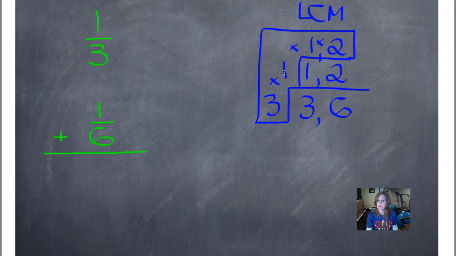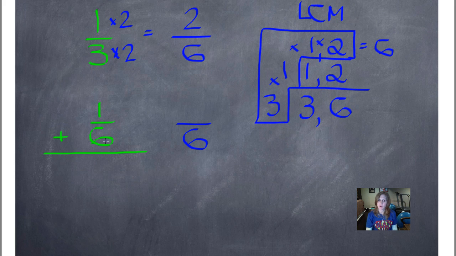3 times 1 is 3. 3 times 1 is 3. 3 times 2 is 6. Look at that. Our common denominator is actually one of the denominators that we started out with. So let's see. What do I do to this 3 to get 6? I multiply because my 6 is greater. And I'm going to multiply times 2. 3 times 2 is 6, and 1 times 2 equals 2.